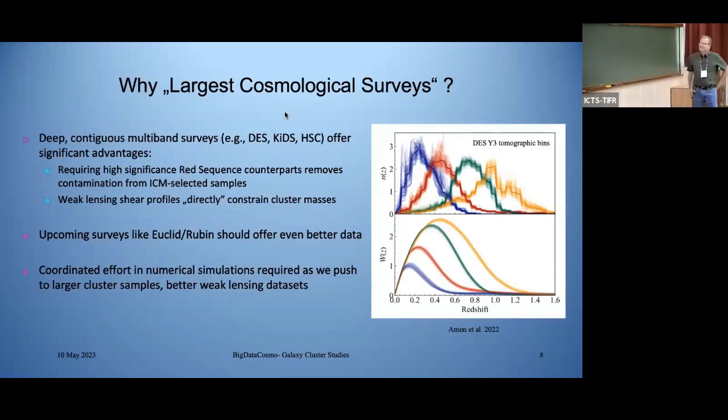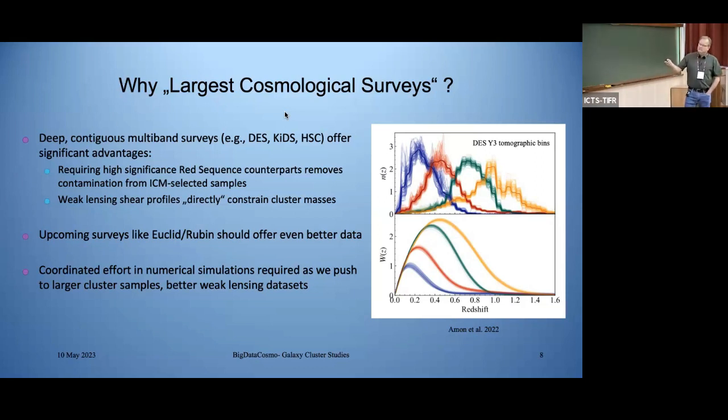So now the talk, why largest cosmological surveys? Well, deep contiguous multiband surveys like DES, KiDS, or HSC offer major advantages to this cosmological study. It requires high significance red sequence counterparts, and I'll talk more about this through the rest of the talk. An optical counterpart for an ICM-selected cluster candidate removes contamination and allows you to build larger ICM-selected samples. So that's one benefit from large surveys. Weak lensing shear profiles directly, in quotes, happy to discuss that over coffee, constrain cluster masses. So these are the two major benefits of having large surveys.